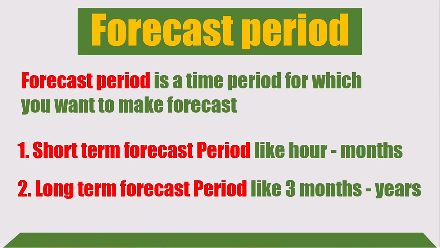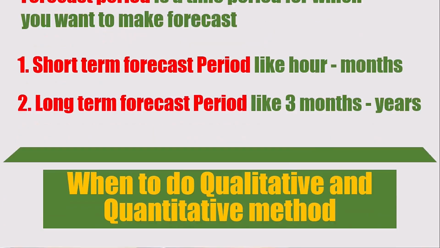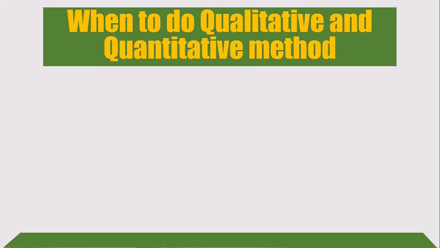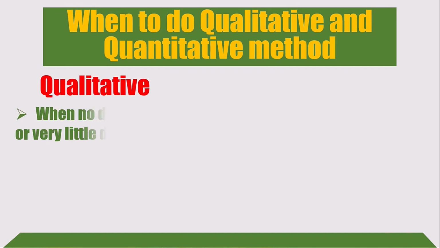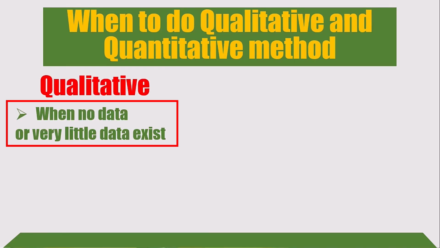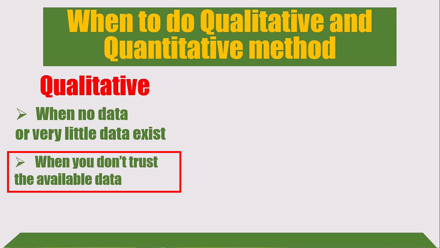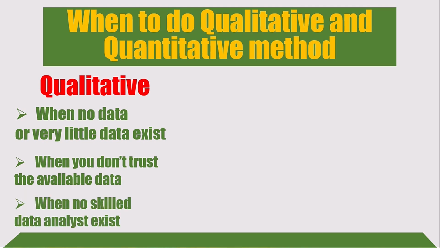Now that we know what qualitative and quantitative forecasting are, let's talk about when to do qualitative and quantitative forecasting. Let's start with qualitative forecasting. You can do qualitative forecasting when you have no data or very little data is existing, or when you have the data but you don't trust that data or you don't trust the source of that data. You might also be having the data but you don't have a skilled data analyst to use that data to do the forecasting. So in that situation, you might also be forced to do qualitative forecasting.